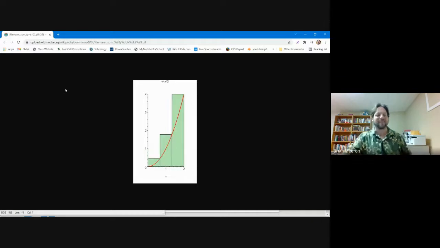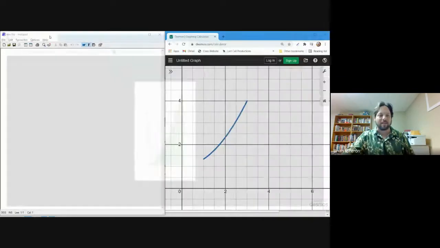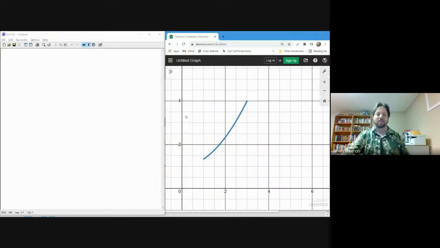Pretty cool. But that begs a question. Is there a way that we can actually just scrap these rectangles completely and just go right to the area? And the good news is, yes, there is. If I can get that loaded up here for you, I'll show you what I'm talking about.